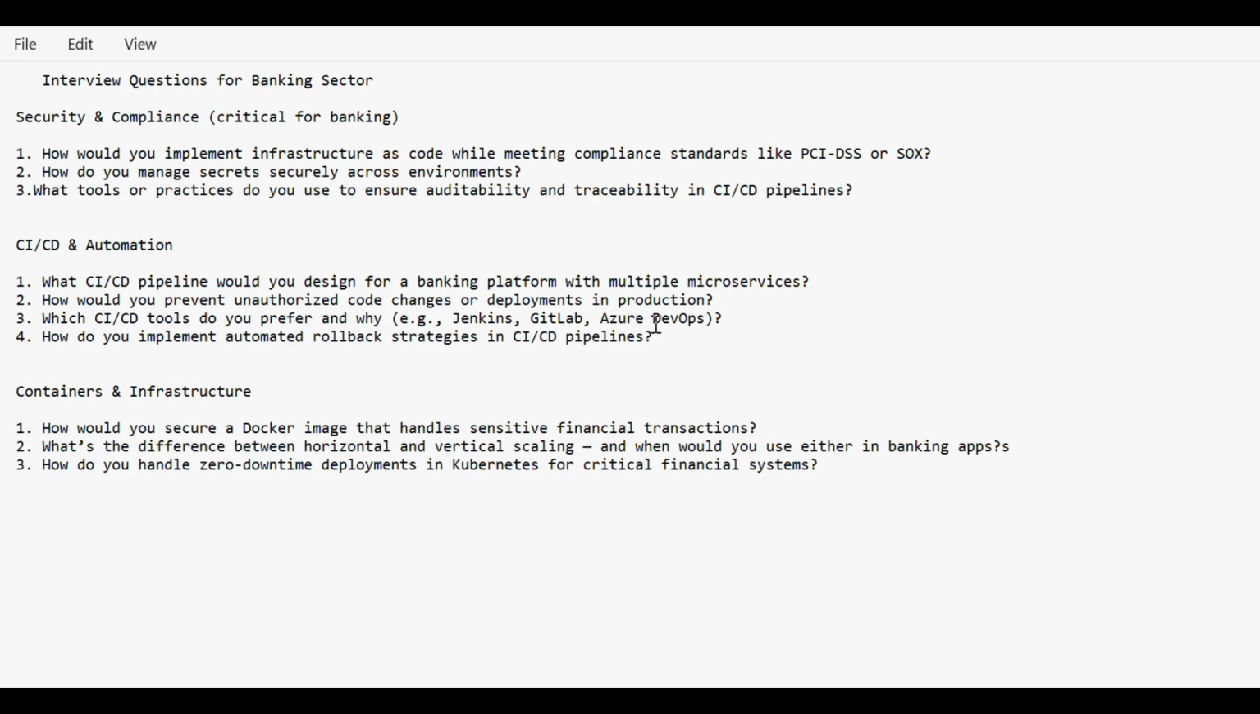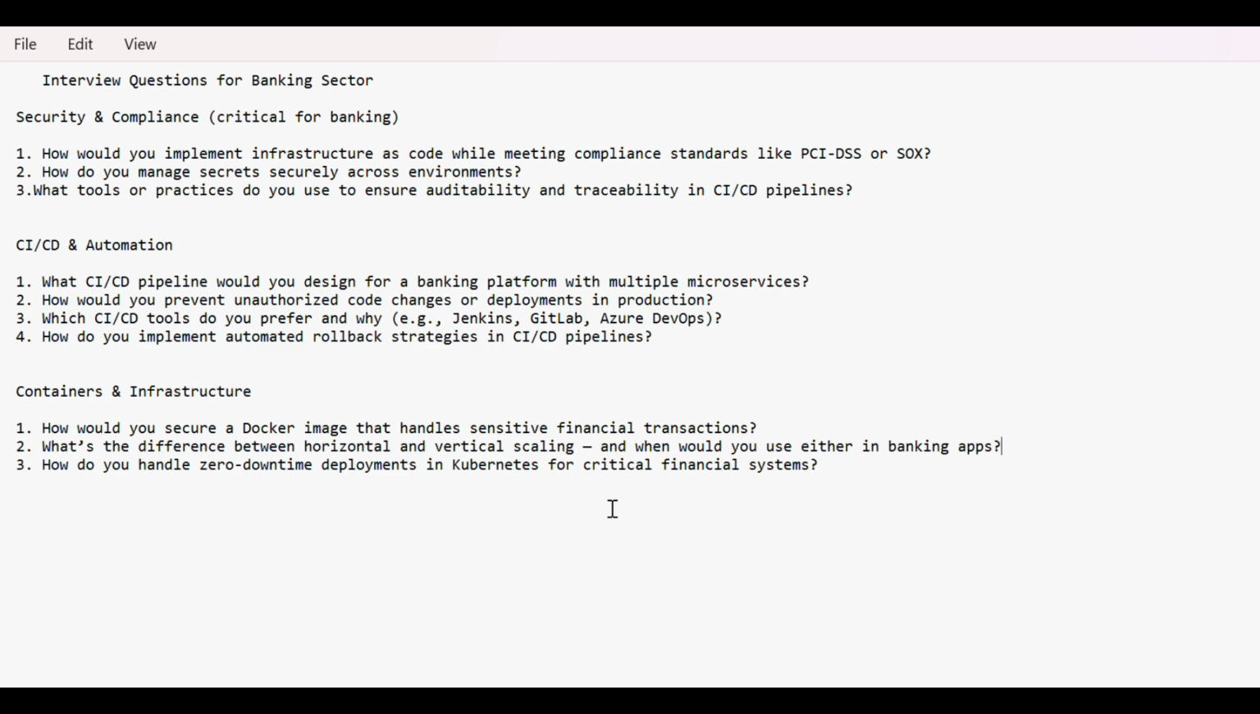Then, which CI/CD tools do you prefer and why? Jenkins, GitLab, Azure DevOps for banking. Everything you answer should keep banking in mind. How do you implement automated rollback strategies in CI/CD pipelines? Then containers and infrastructure: how would you secure a Docker image that handles sensitive financial transactions? What is the difference between horizontal and vertical scaling, and when would you use either in banking apps? And how do you handle zero downtime deployments in Kubernetes for critical financial systems?